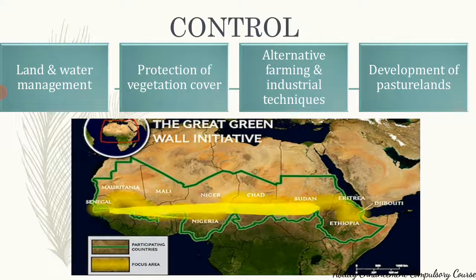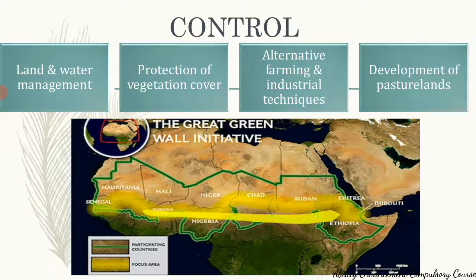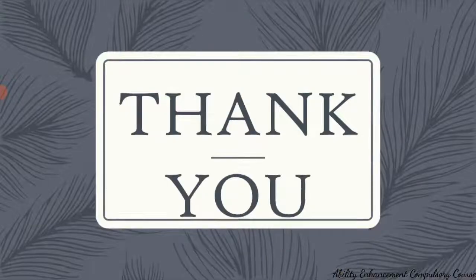It is still underway, but it started in 2007 and it has shown quite a lot of success, wherein the plant cover is slowly getting restored in this entire region. So these are some of the control mechanisms or the control strategies by which we can combat desertification and ensure that land degradation does not occur further.